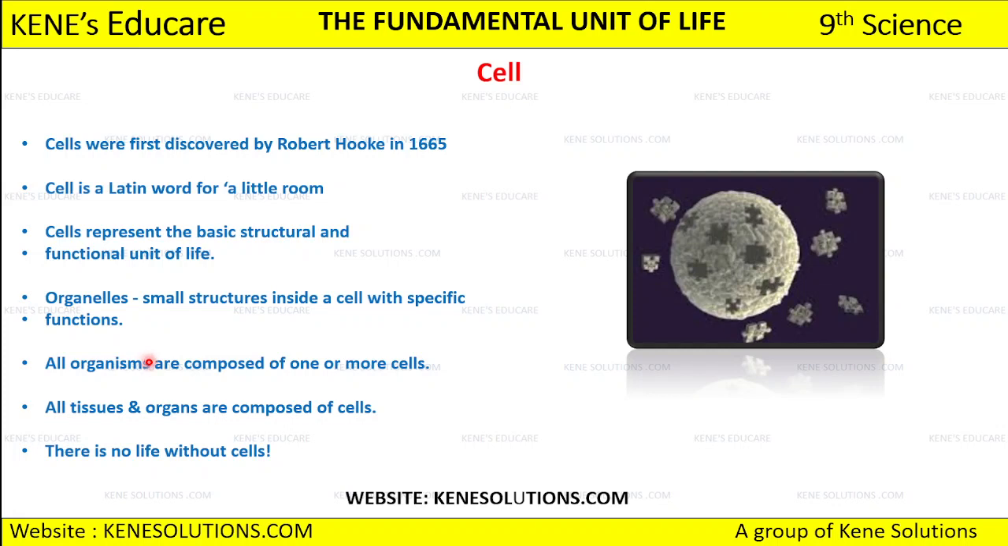So all the organisms that we have are composed of one or more cells. All the organisms we can see around us are made up of one or more cells. And all the tissues and organs we have are indirectly composed of cells, because when a group of cells come together, they make up a tissue. When a group of tissues come together, they make up an organ.